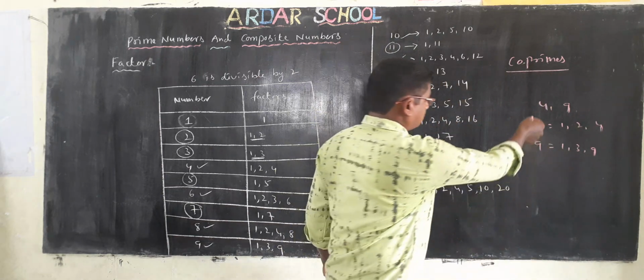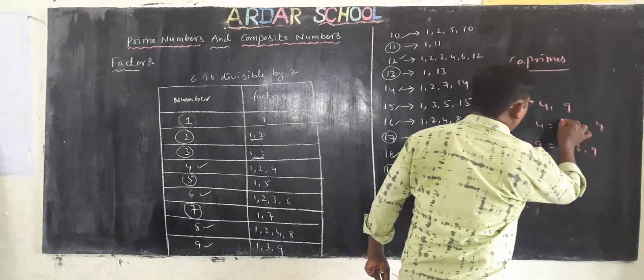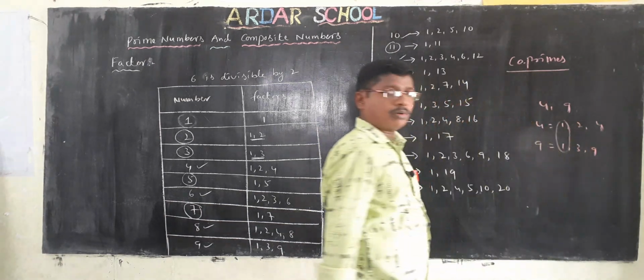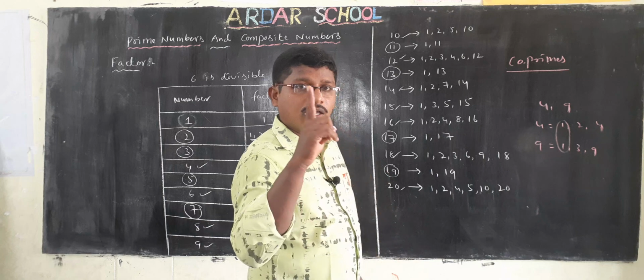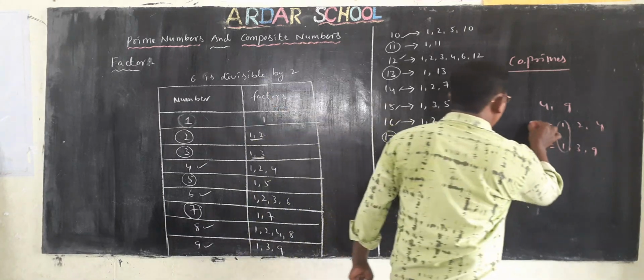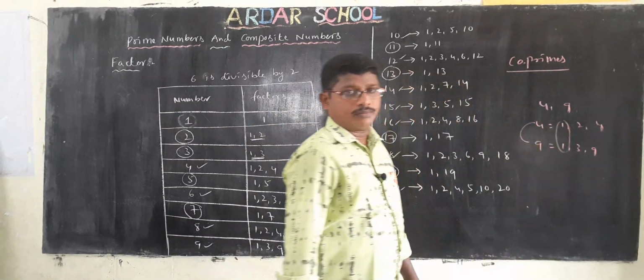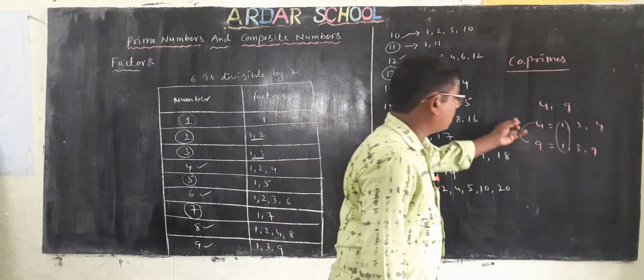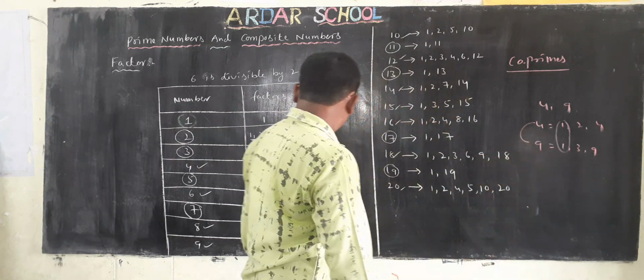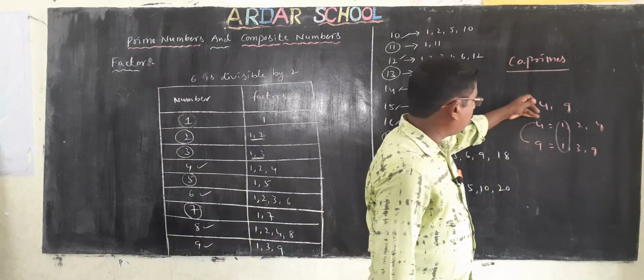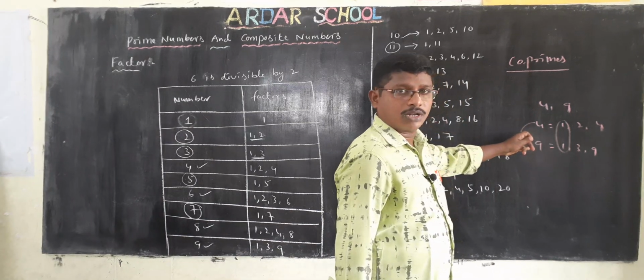Observe these two numbers. The common factor of these two is only 1. That's why 4 and 9 are co-primes. 4 is a composite number, and 9 is also a composite number.